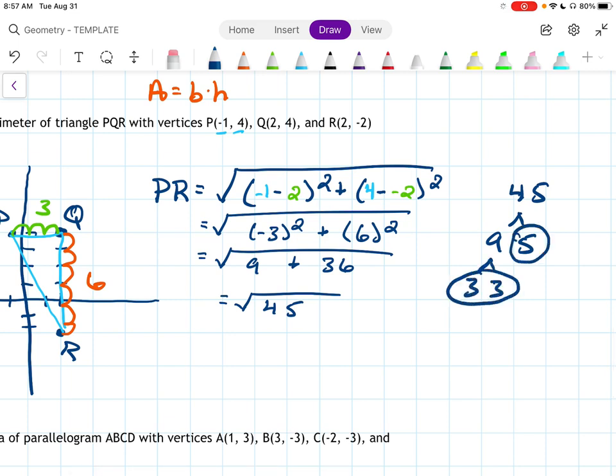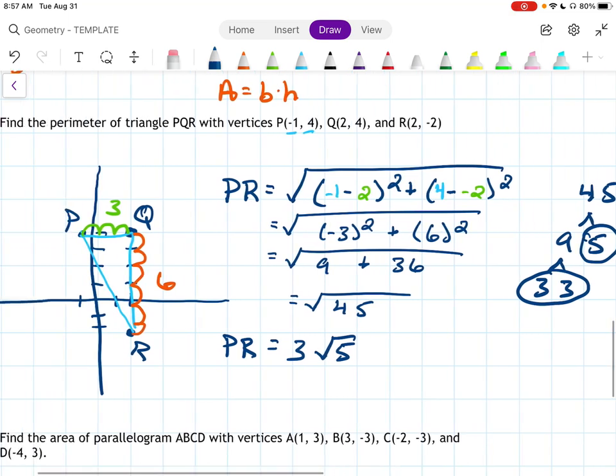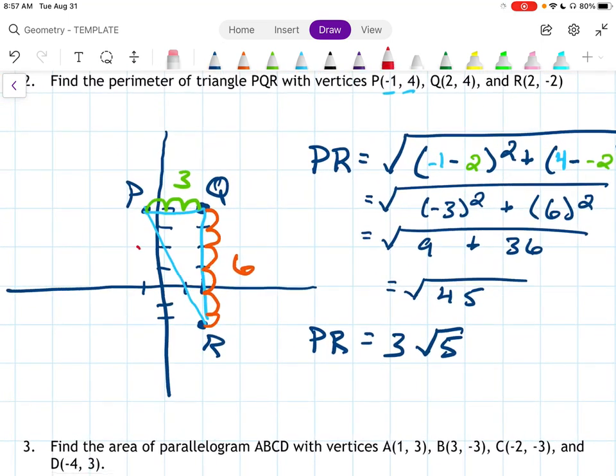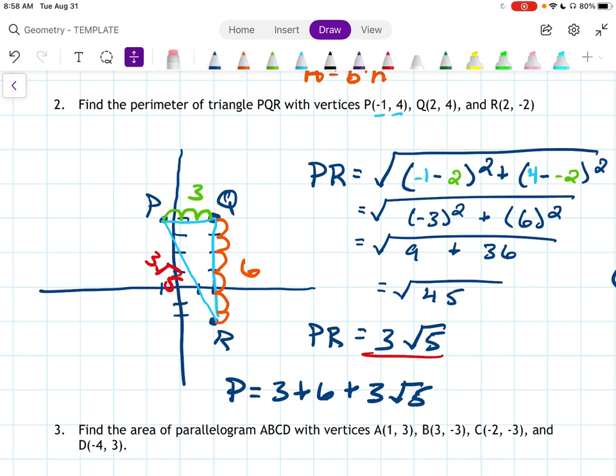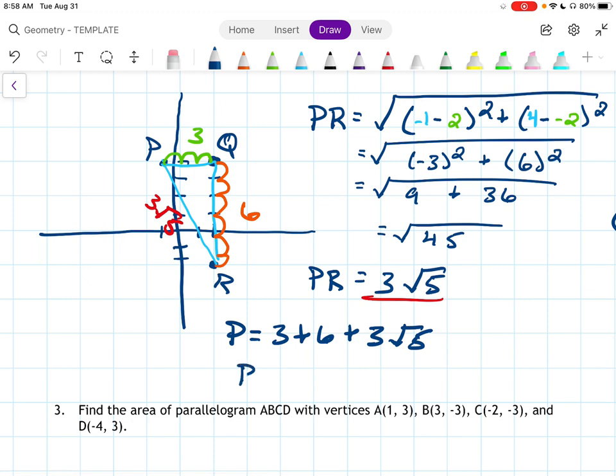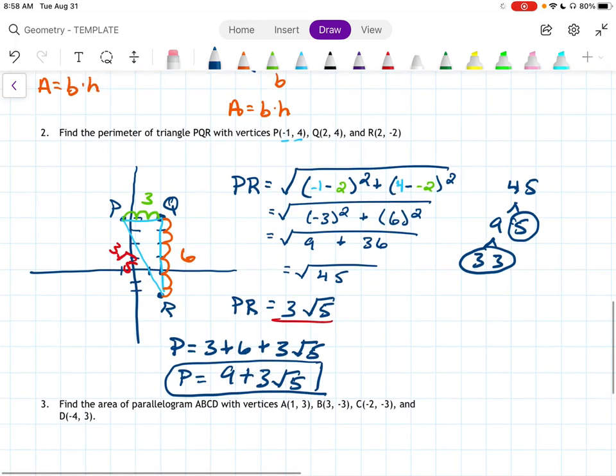So I have a pair of 3's and a single 5. The pair comes outside of the root, and the single stays underneath. So this side over here is 3 root 5. So my perimeter is going to be P equals 3 plus 6 plus 3 root 5. And then to simplify that, P equals 9 plus 3 root 5. And that's it.